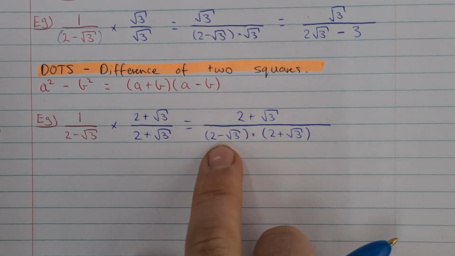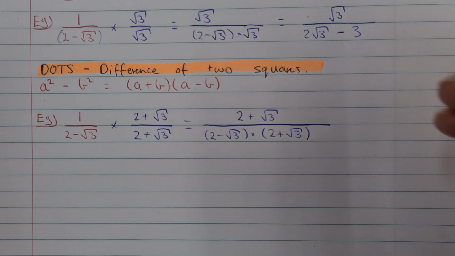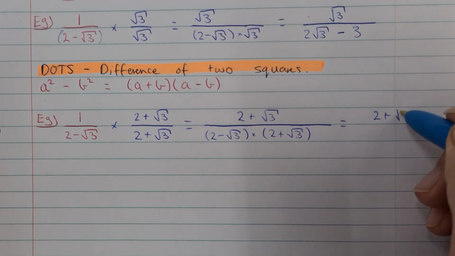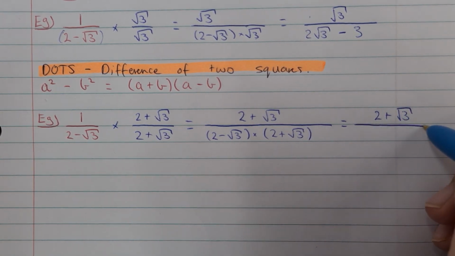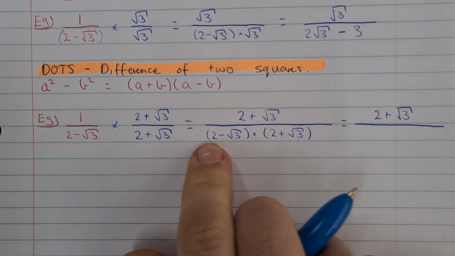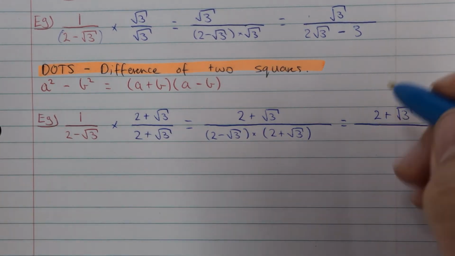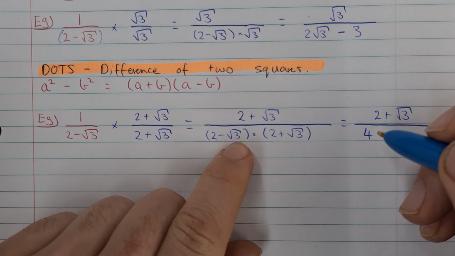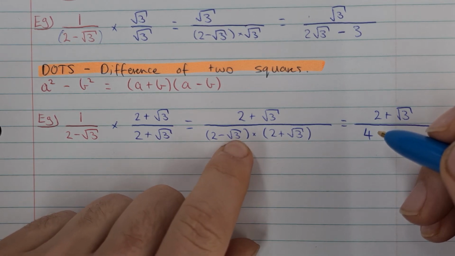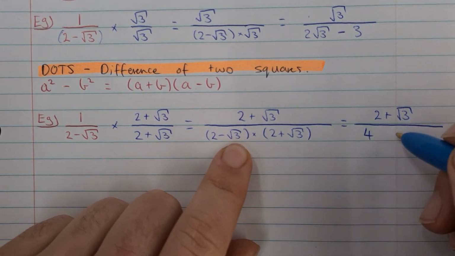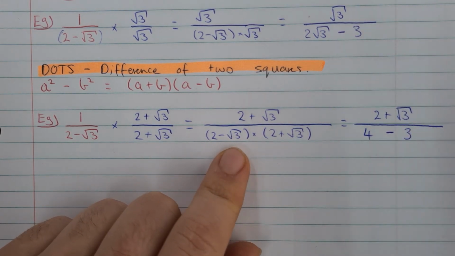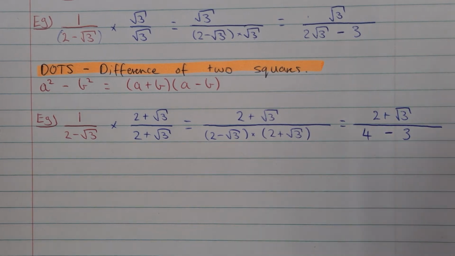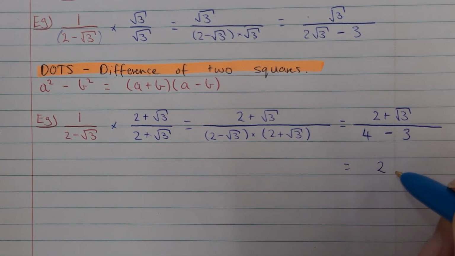So we know that that is equal to a squared minus b squared. So if 2 is our a, 2 squared is 4 minus b. b is root 3, so root 3 squared will just be 3. So we're going to minus 3 there. Now we don't have any surds on the bottom, and this is just a simple subtraction sum. So 4 minus 3 is obviously 1.